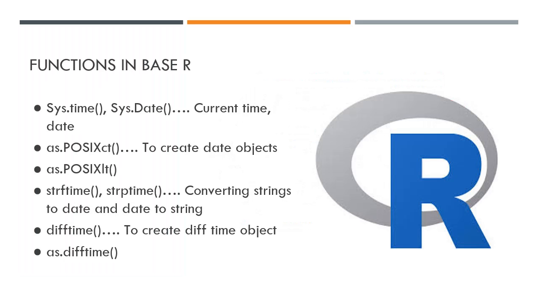In base R, we have various functions to deal with the date and time. Sys.time will give you the current time, Sys.Date will give the current date, and we have functions for converting to date objects and date objects to strings, and to find the difference between two dates, we have an object that is difftime. All these things will be very clear when we work with R. So we go to RStudio and get on with the business.